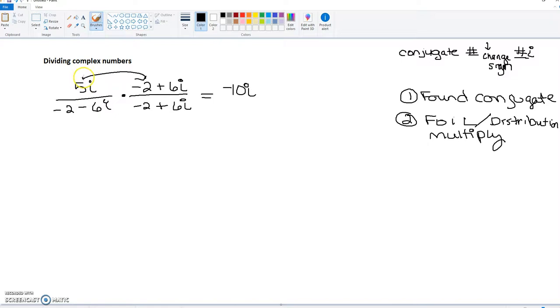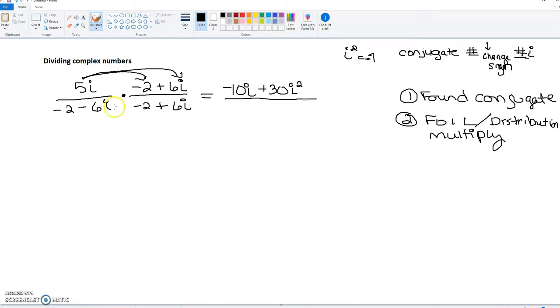Okay, the next thing we've got is 5i times 6i. So that gets us 30i squared. And of course, remember from our previous topic that anytime you have i squared, it becomes a -1. Let me write that. My pen's acting a little funny right now.